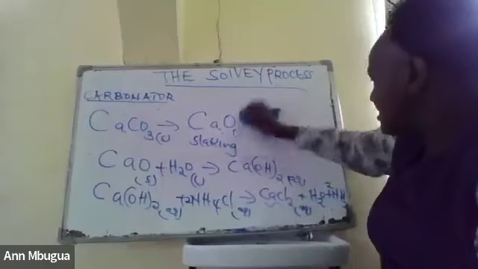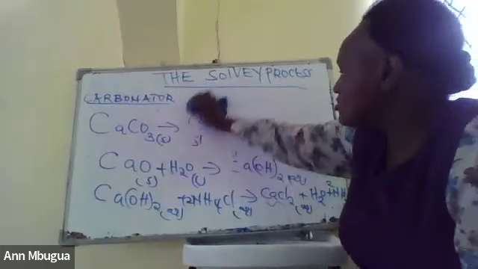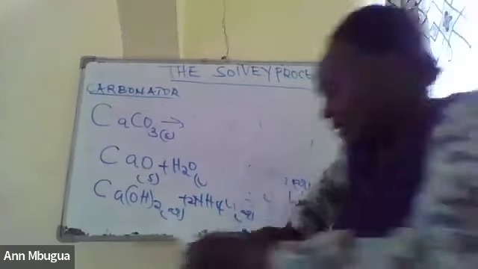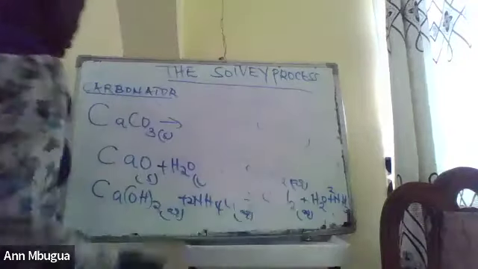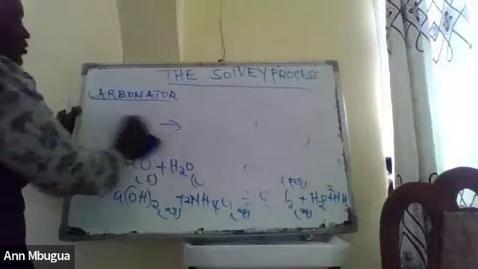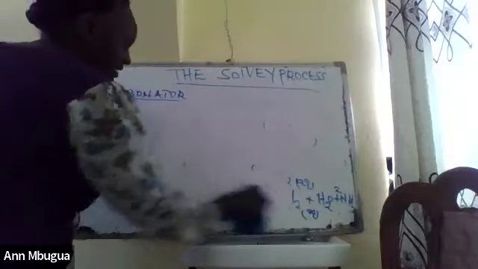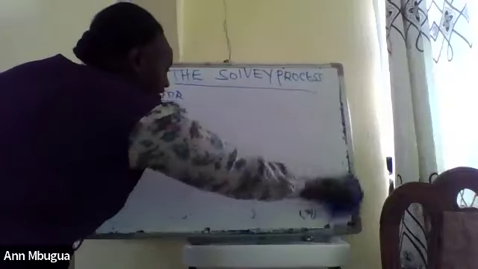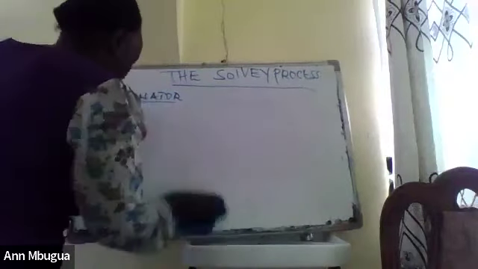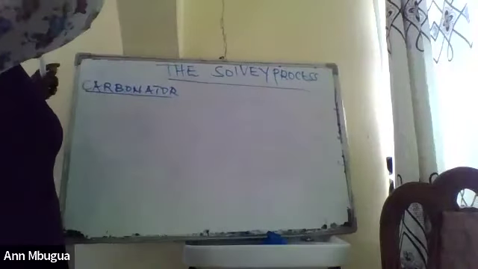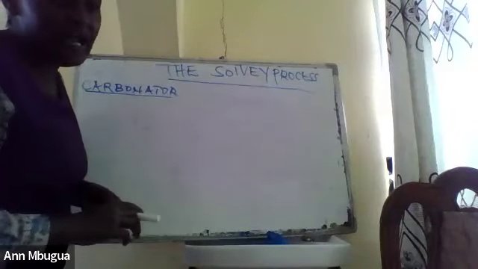I think he wants us to repeat what goes on in the carbonator. In the carbonator, I said from the top, we are allowing in the ammoniacal brine. And ammoniacal brine, I explained, is a mixture of concentrated sodium chloride and ammonia.